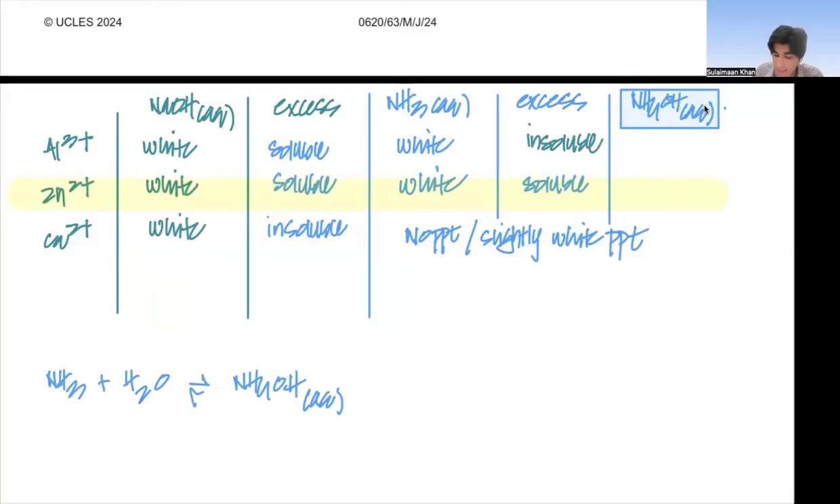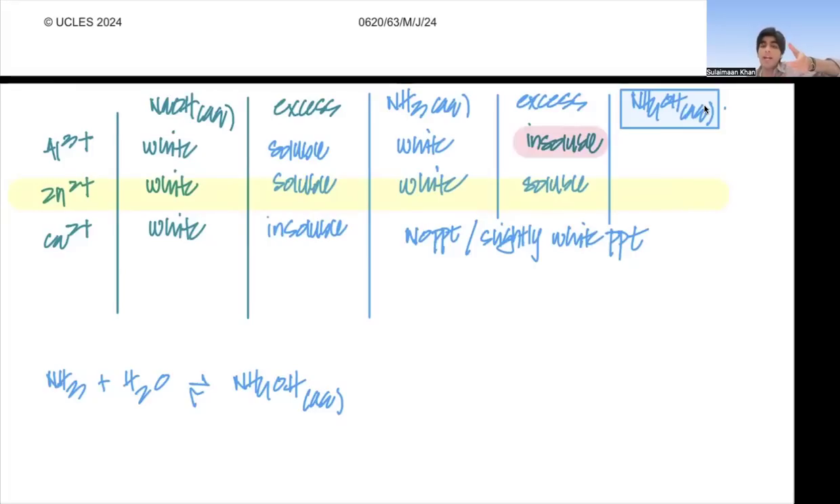That's the difference, and that's how you can identify whether a zinc ion or an aluminum ion is present: by checking it with excess aqueous ammonia, right? That's how I want you to consolidate this in your brain. If you look at the aluminum 3 plus ion, the zinc 2 plus ion, the calcium 2 plus ion, it's going to give you a white solid, right? It's going to give you white solids.